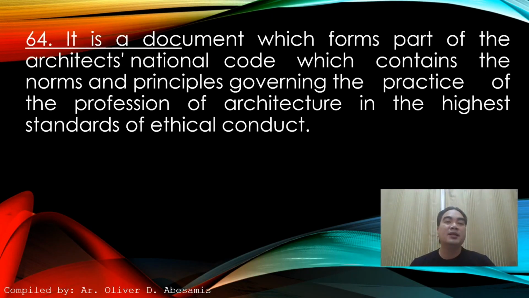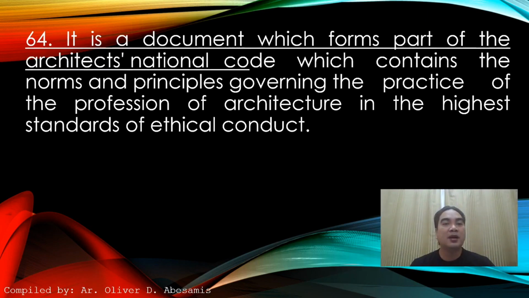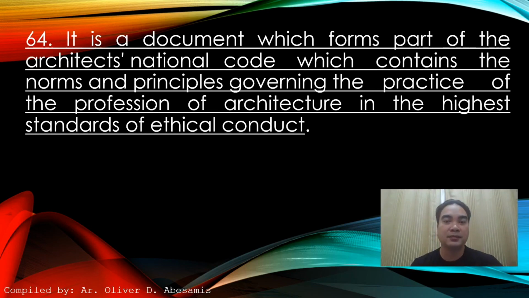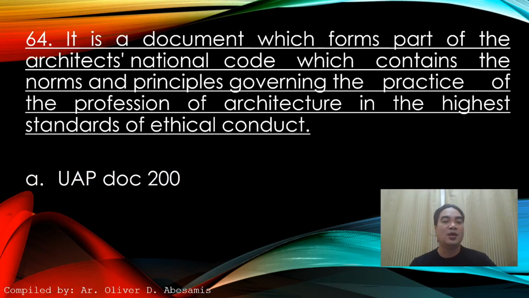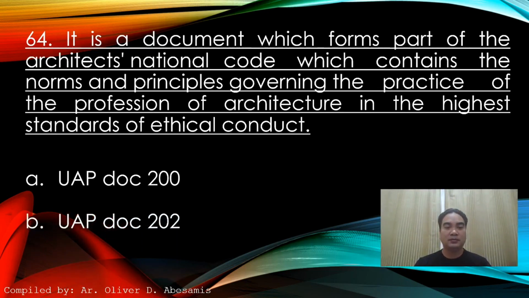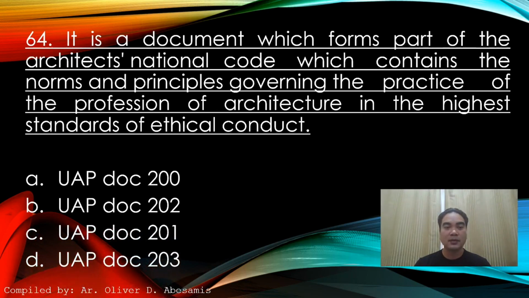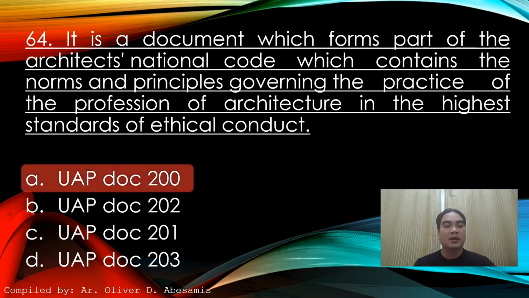64. It is a document which forms part of the architect's national code, which contains the norms and principles governing the practice of the profession of architecture in the highest standard of ethical conduct. A. UAP Document 200. B. UAP Document 202. C. UAP Document 201. And D. UAP Document 203. Answer? A. UAP Document 200.